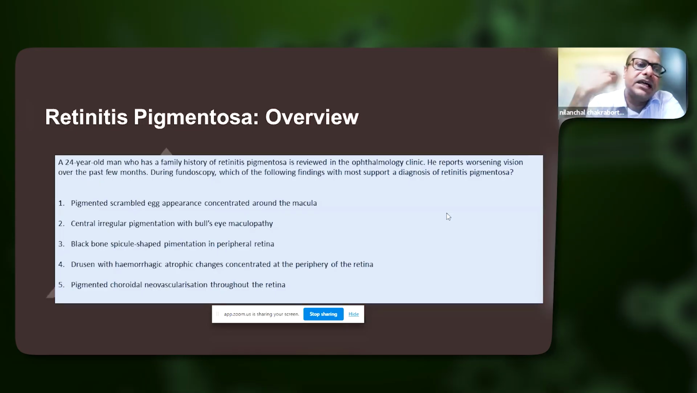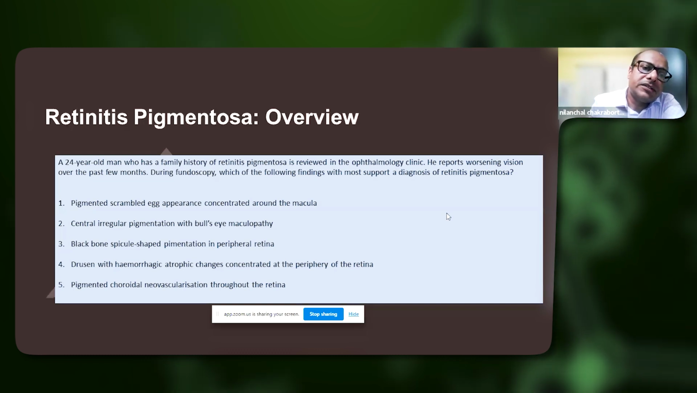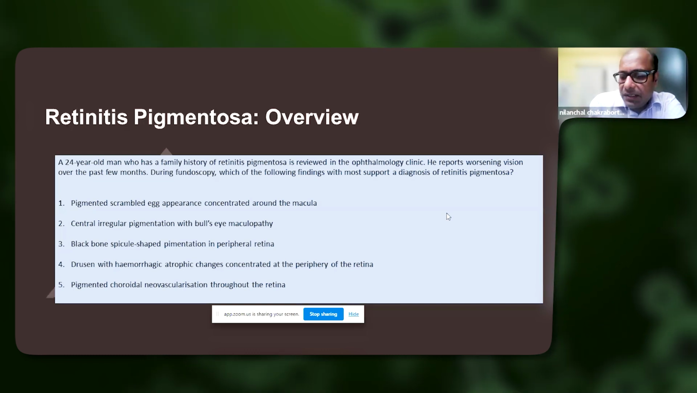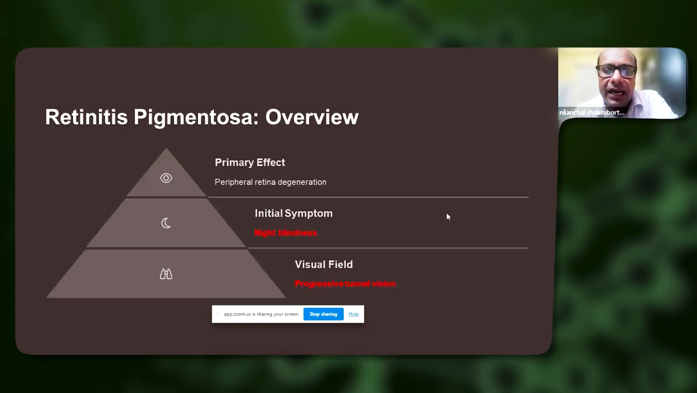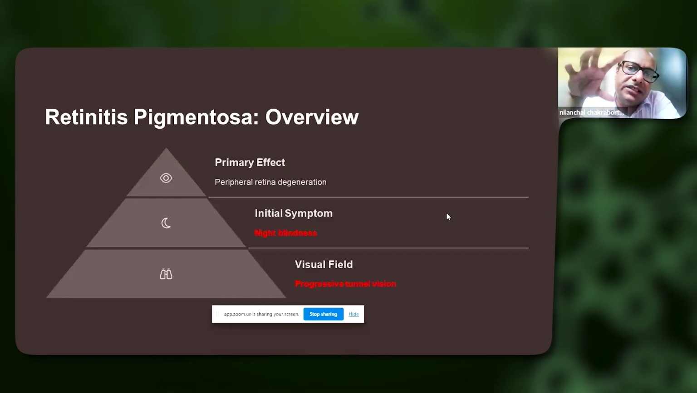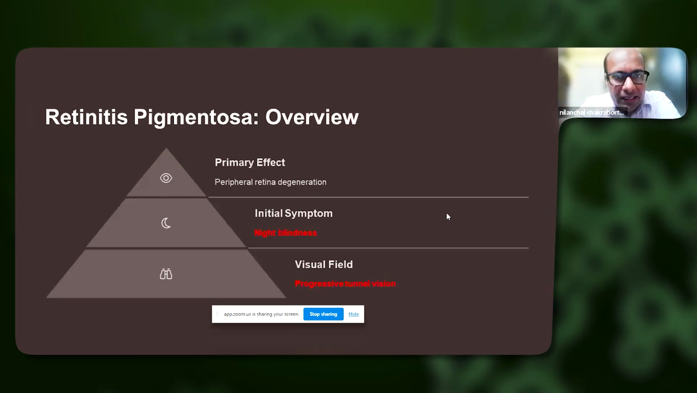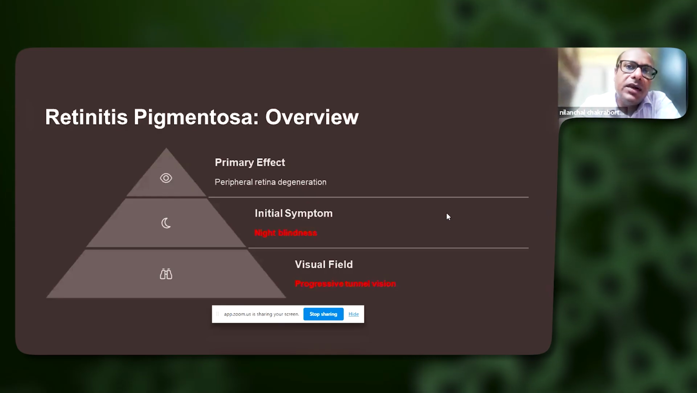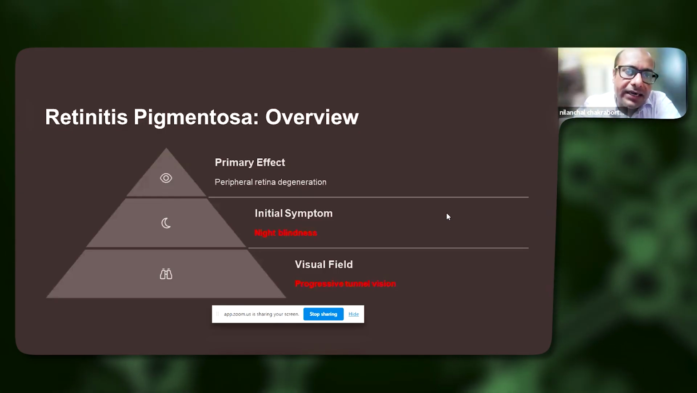So if the clinical feature shows bony spicules, then it is probably more pathognomonic. So night blindness and progressive tunnel vision. So the periphery of the vision is getting affected. So ultimately central vision will be preserved in a person who has a family history. So peripheral retinal degeneration is occurring.